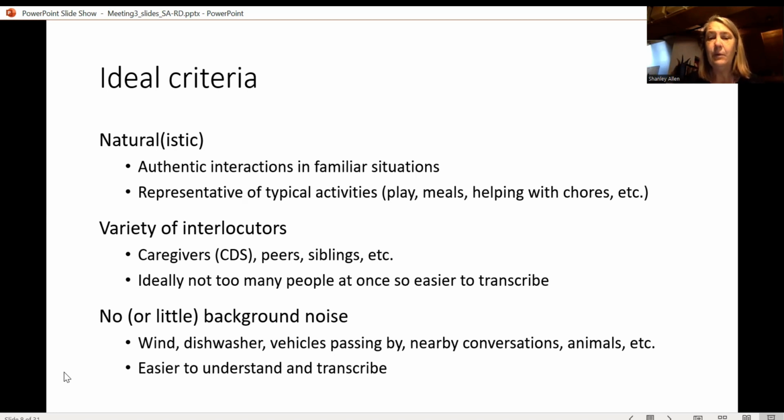And so try to, as much as you can, avoid situations where there's wind or dishwashers or whatever, to make it easier to transcribe. So you see here the continuing pattern. What we're going for is something with lots of speech of the child, lots of speech of the caregiver, and easy to understand and easy to transcribe. And all of the factors that you're thinking about should maximize those goals. Okay, next slide.